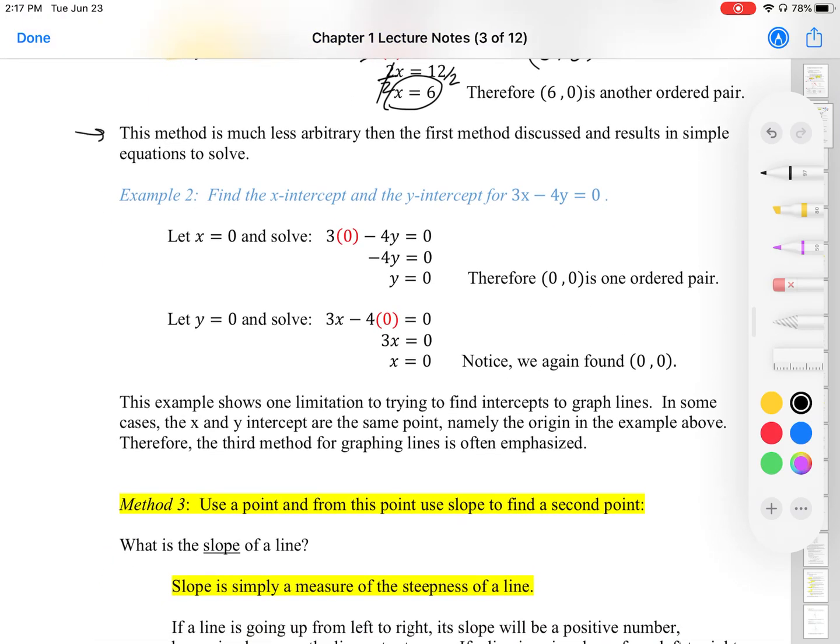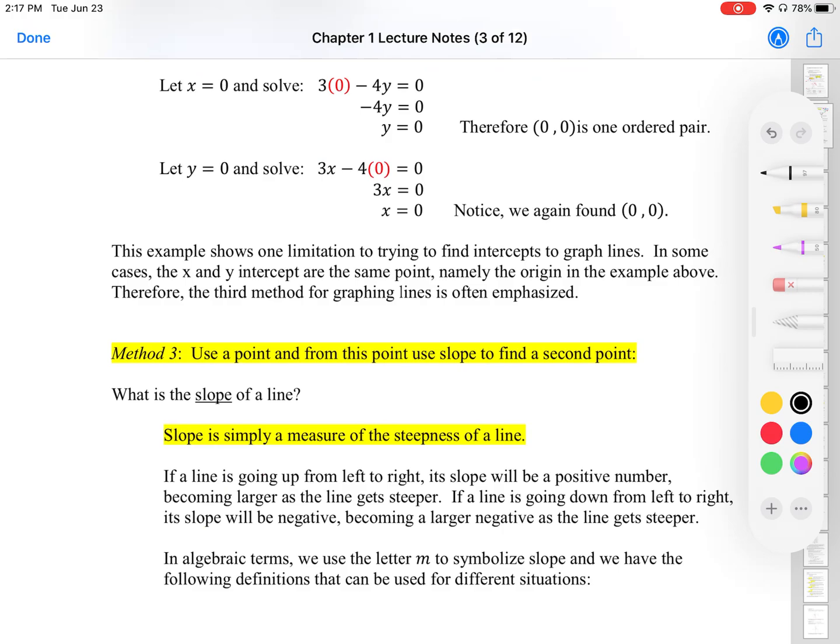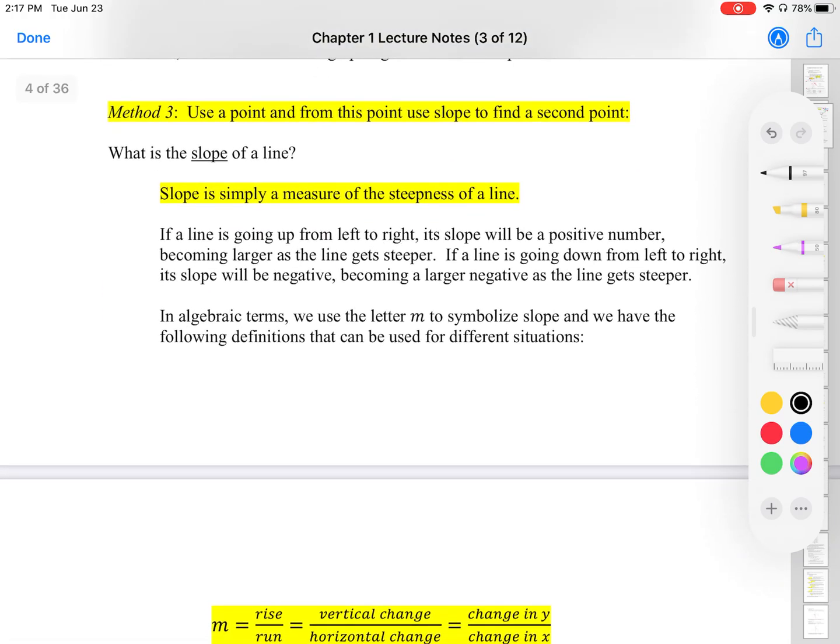This method is much less arbitrary than the first method discussed and results in simple equations to solve. Definitely one of my favorites. All right, so there's an example you can try to find intercepts. Let's go ahead and continue with method 3.